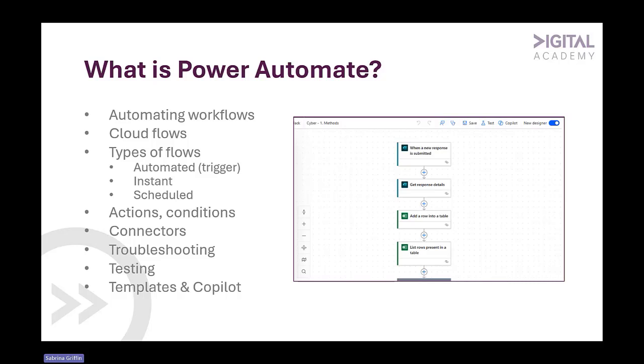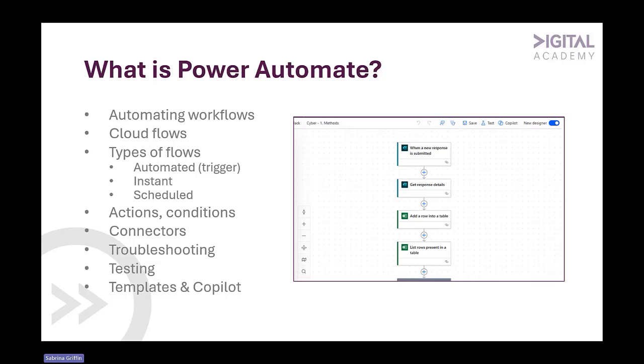The final type is a scheduled flow, and a scheduled flow runs on a schedule. So you would say, for example, I want this flow to run every Monday morning at 9 o'clock, or I want this flow to run on the first Tuesday of every month, and it would automatically run. Even if you're not logged into your computer, it will automatically run through the various steps that you've specified.